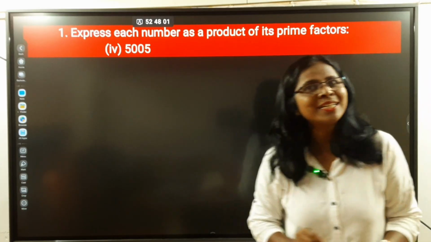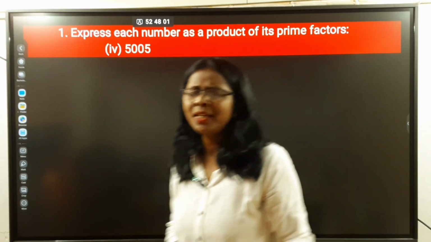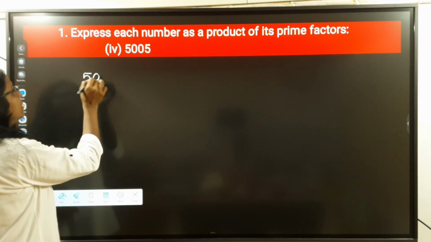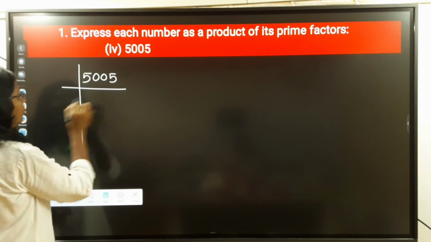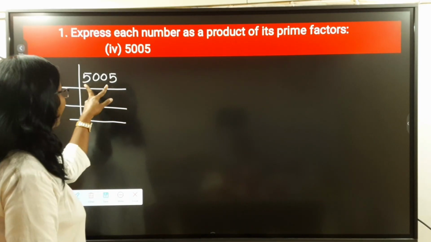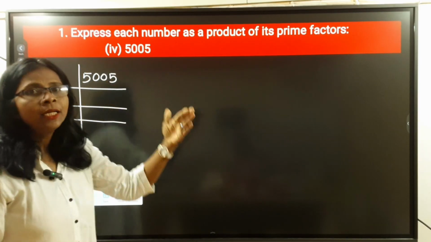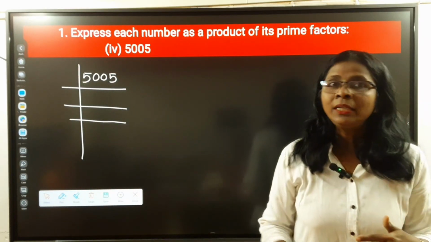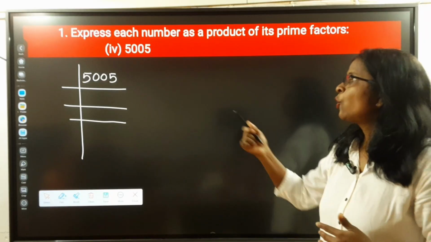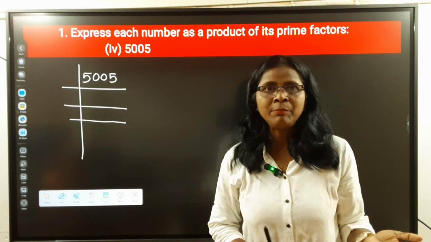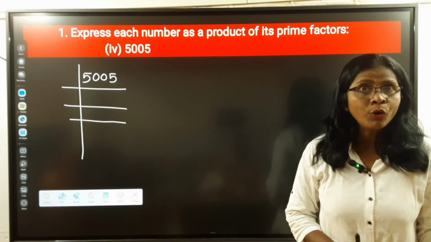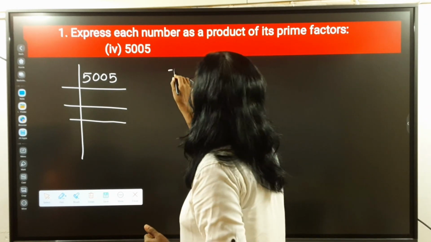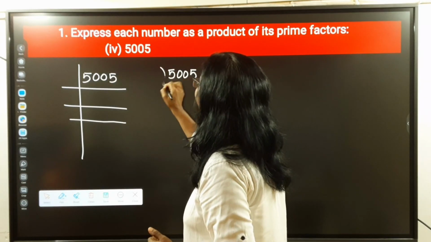Okay, so now the fourth example is 5005. Yes, very easy. First we will arrange this number 5005 in such a way. Now first we see that at the unit place there is a 5, so it cannot be divisible by 2. It cannot be divisible by 3 because the addition of the digits is 10. So it cannot be divisible by 2, 3, 4, but it could be divisible by 5. Okay students? So 5005 divided by 5.